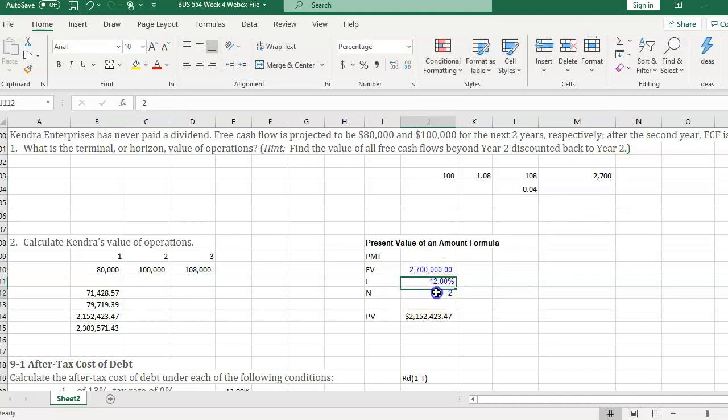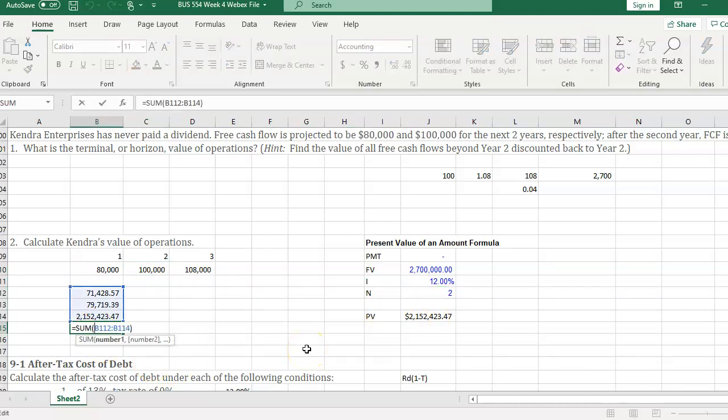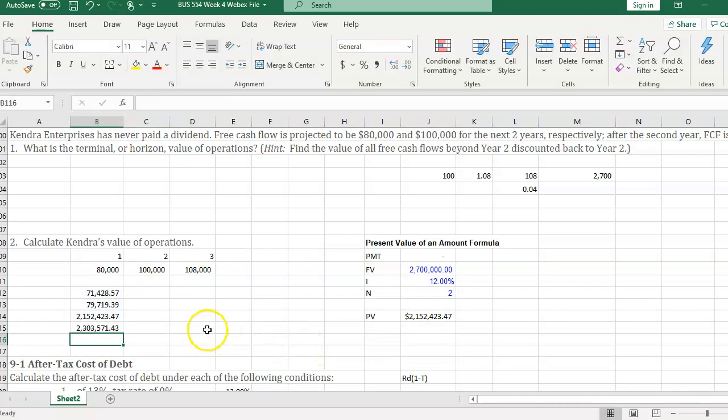Now keep that at 2 years because that's the last year. I go from year 2 to 3 and it increases by 8% every year after that. So that's why I use 2 as my calculation for horizon value. And the sum of those 3 numbers, that's the value of operations for my company.